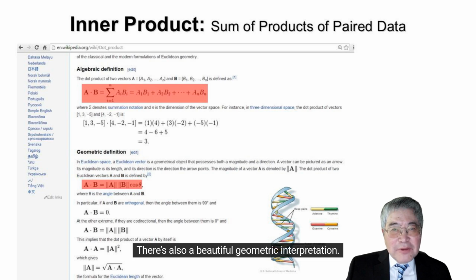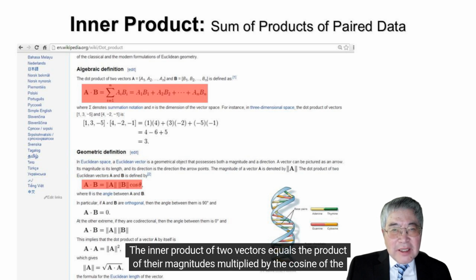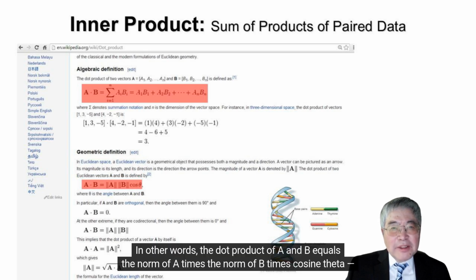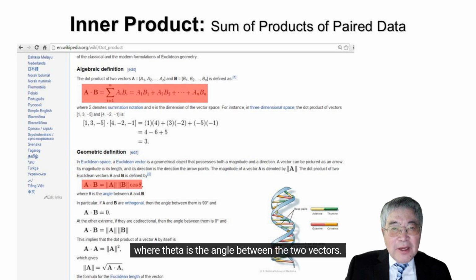There's also a beautiful geometric interpretation. The inner product of two vectors equals the product of their magnitudes multiplied by the cosine of the angle between them. In other words, the dot product of A and B equals the norm of A times the norm of B times cosine theta, where theta is the angle between the two vectors.